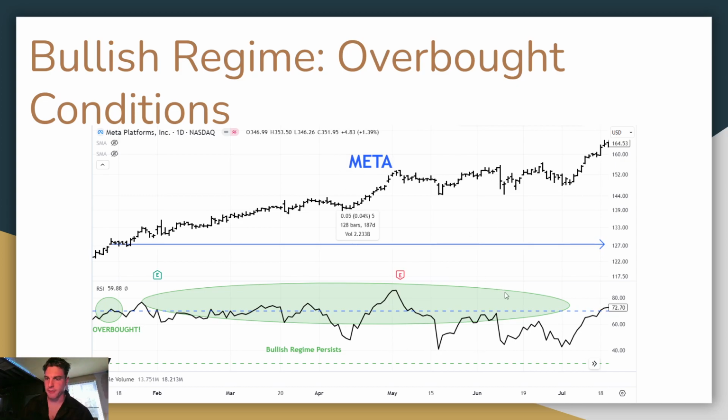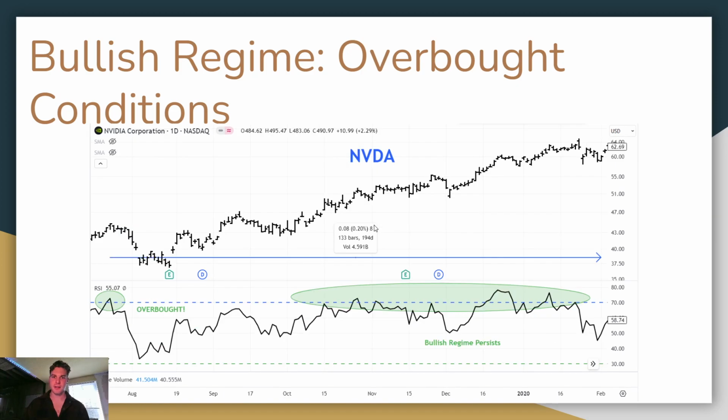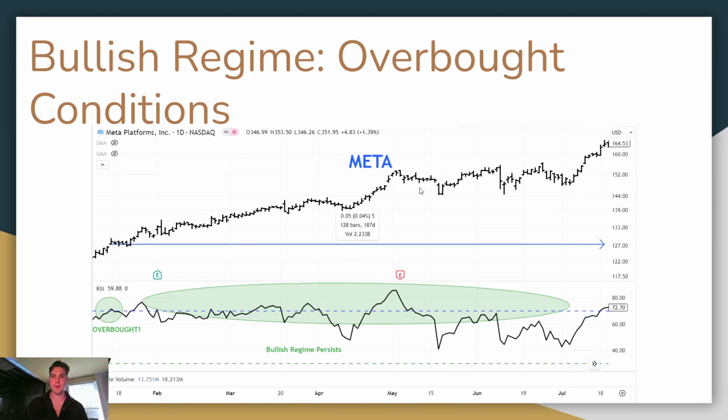But never hits oversold, and we keep ripping higher. This one lasted for 187 days. So you can really see how long these trends are going to persist. These are over half-year trends. NVIDIA even went 194 days. So this allows you to really profit from a large trend.